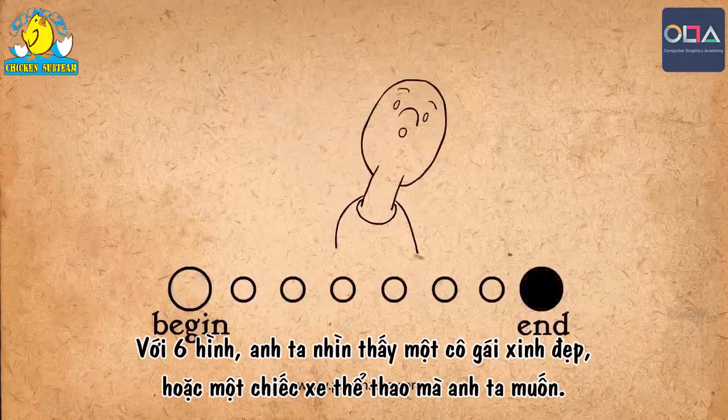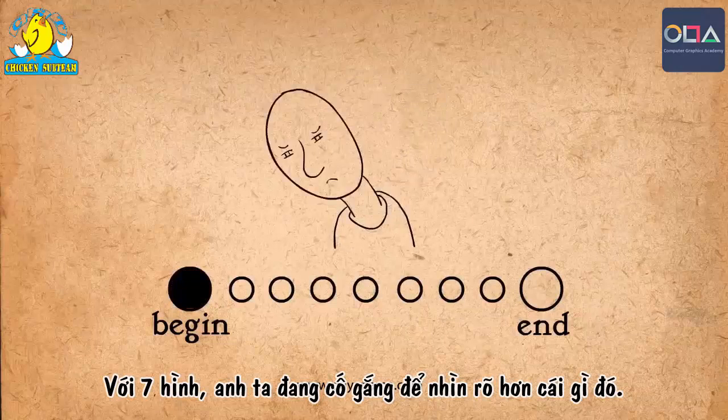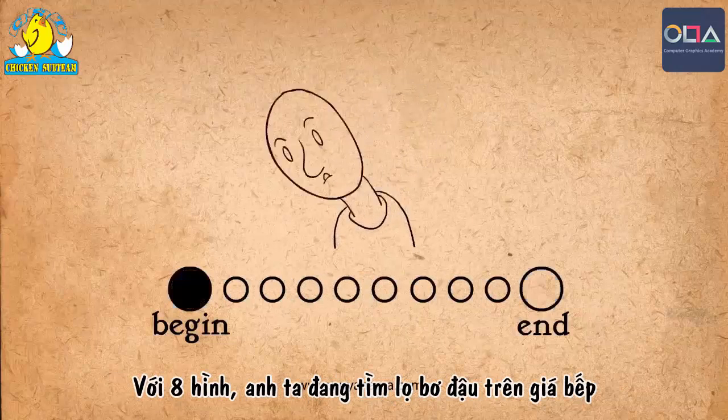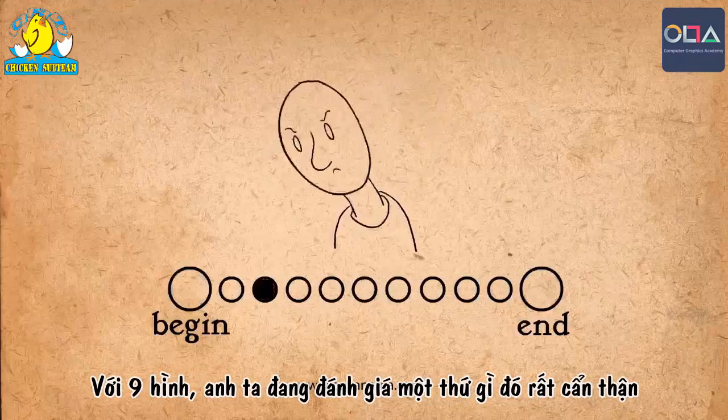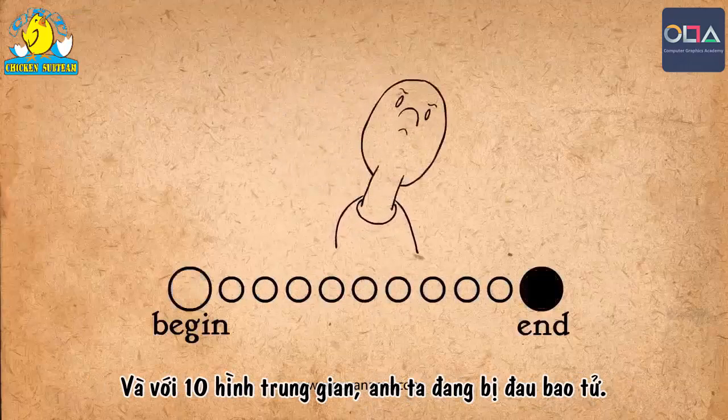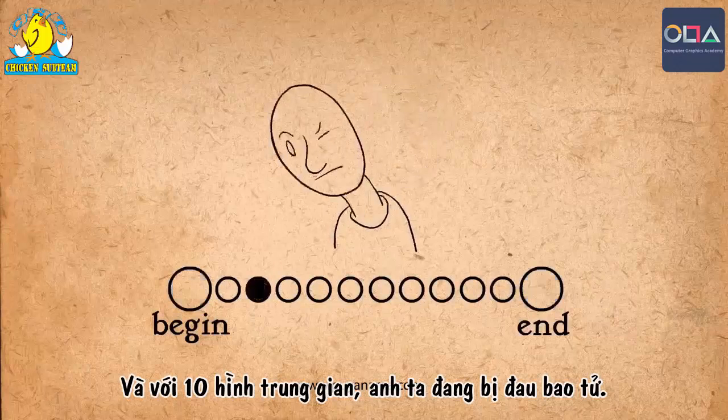With six, he sees the good-looking girl or the sports car he always wanted. With 7, he's trying to get a better look at something. With 8, he's searching for the peanut butter on the kitchen shelf. With 9, he is appraising something very thoughtfully. And with 10 in-betweens, he is stretching a sore muscle.